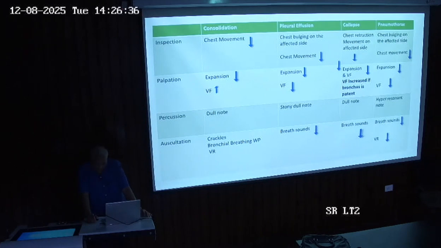Pneumothorax: chest bulging on the affected side, diminished chest movement, diminished expansion, diminished VF because of non-aeration. The percussion note would be hyperresonant because of presence of air. On auscultation you will have diminished breath sound and diminished vocal resonance.